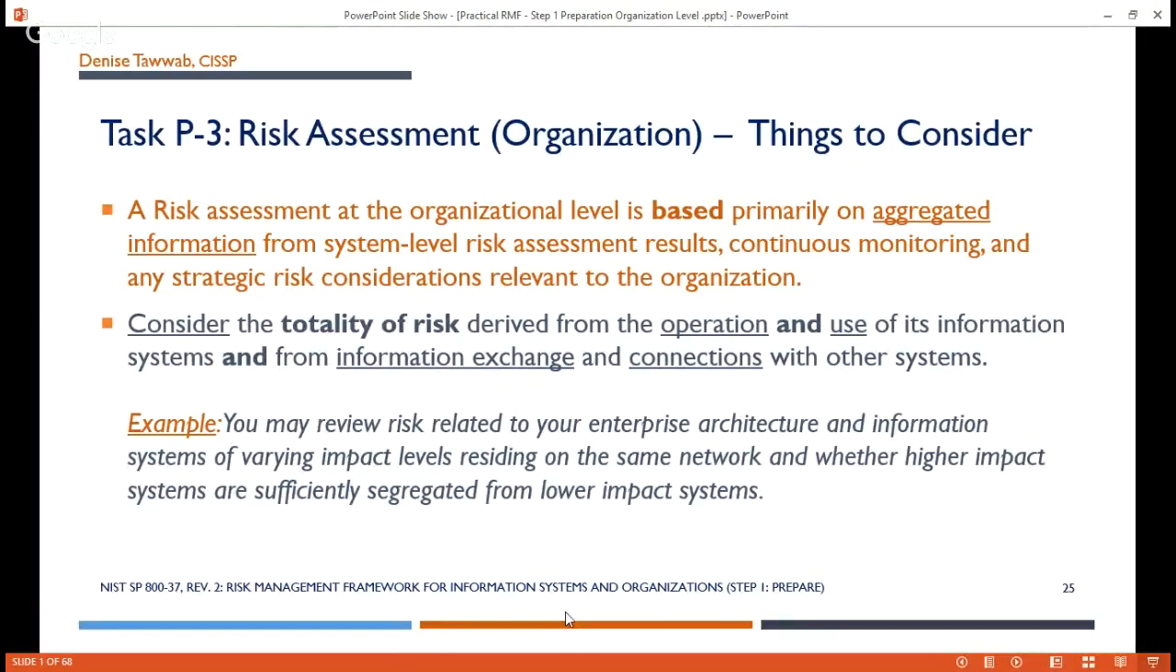For example, you may review risk related to your enterprise architecture and information systems of different impact levels that reside on the same network, and whether higher impact systems are sufficiently segregated from lower impact systems. So those are the kinds of things that you want to be thinking about.